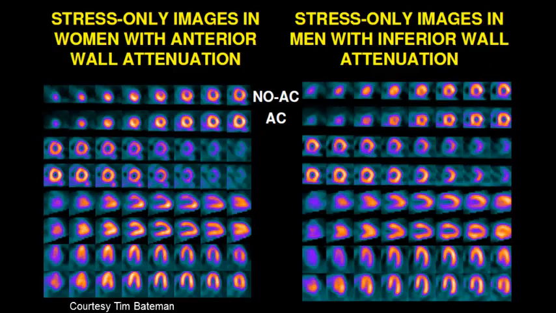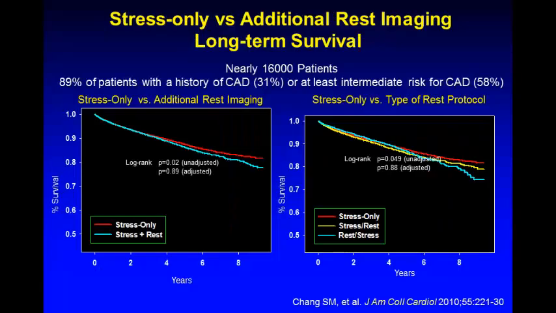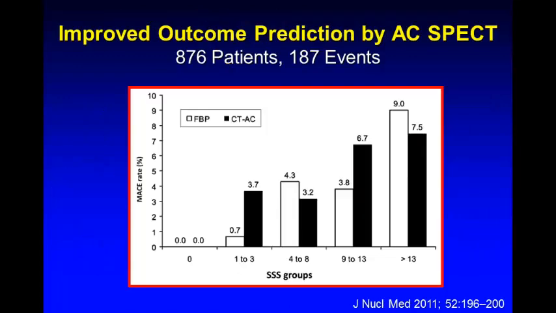But once you do apply attenuation correction, that's all taken care of. And I'm sure you're aware of the data where stress-only imaging is now being promoted because it has similar outcome compared to stress and rest images among patients with normal scans. And this is data from Dr. Kaufman's lab, where he shows that you can even improve outcome prediction by attenuation correction SPECT.